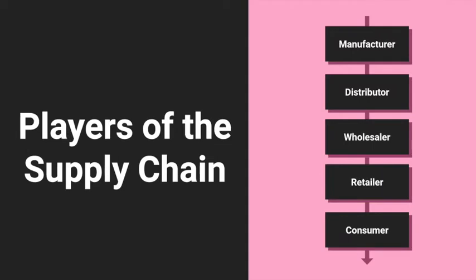Here are the players of a standard supply chain. You have the manufacturer, the one who transforms the product. Then the products are sent to the distributor, who then sends it to the retailers. So okay, you follow the flow. You have the manufacturer making your products, your goods, who sends it to the distributor, then to the wholesaler. The wholesaler then sends it to the retailers.